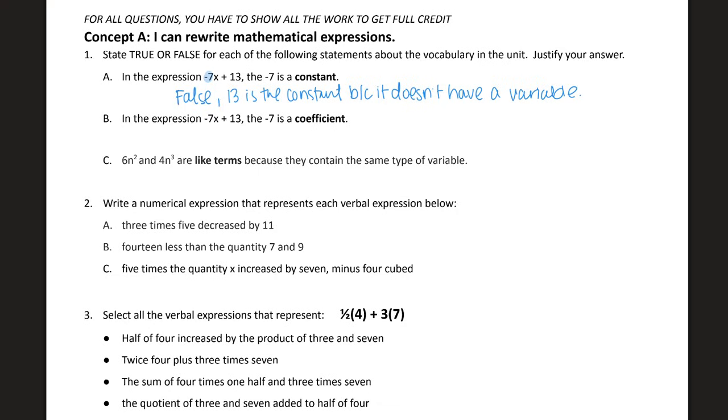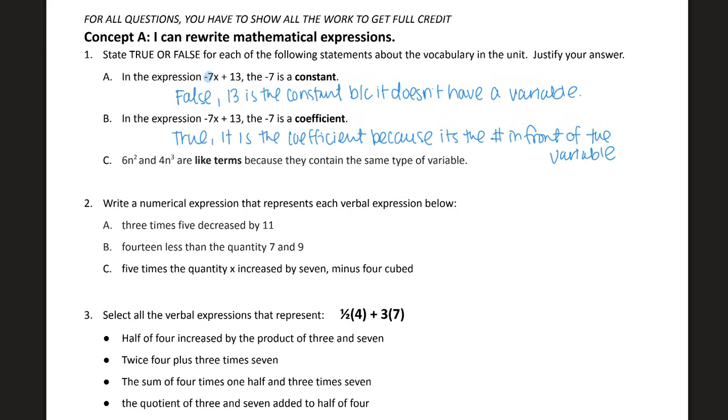All right, the next question, it's saying -7 is a coefficient. So that is the correct definition of coefficient. Coefficient is a number in front of a variable. So for B, this is going to be true. -7 is a coefficient because it's a number in front of the variable.